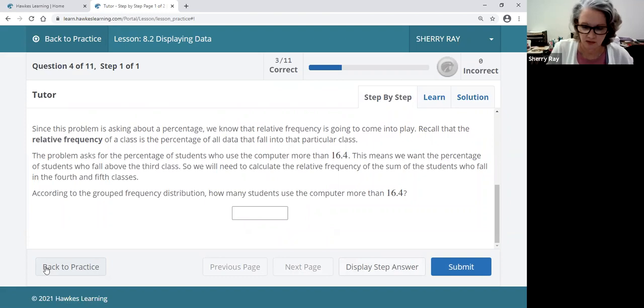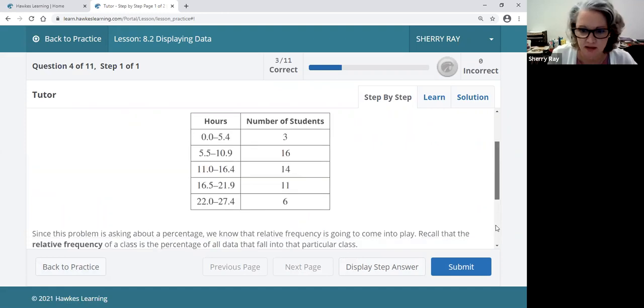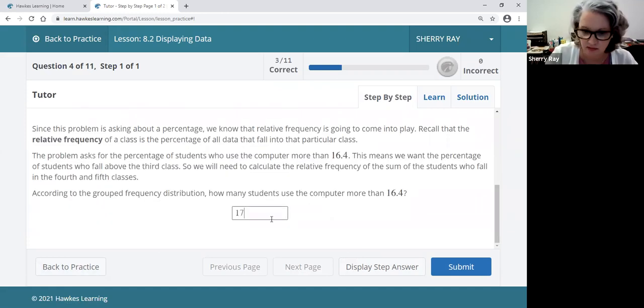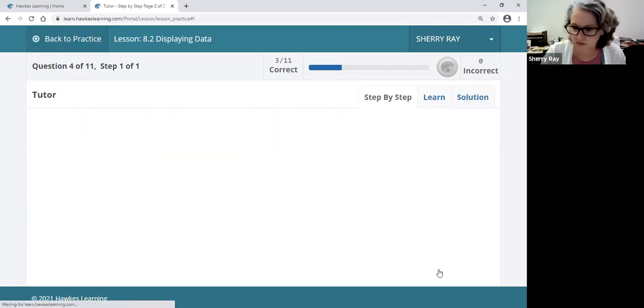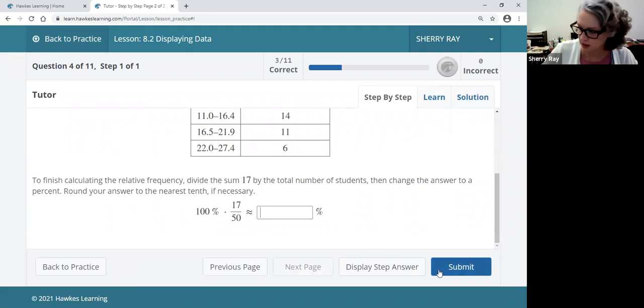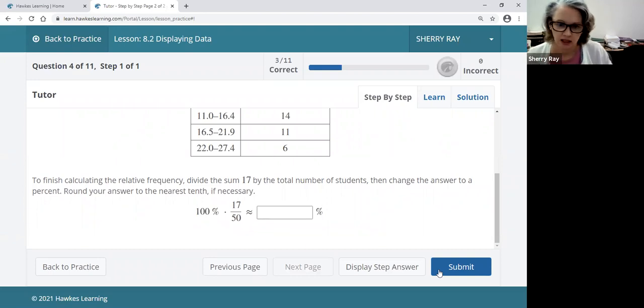Okay, so 11 plus 6, I believe. Is that it? Yes. So we have 17. And then to find the percent, we're going to take 17 divided by 50 and multiply that by 100%. So basically, percentage is out of 100. So if there's 17 out of 50, that would be 34 out of 100.